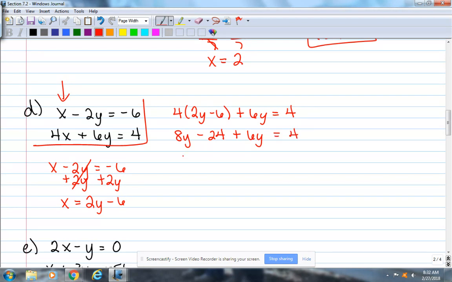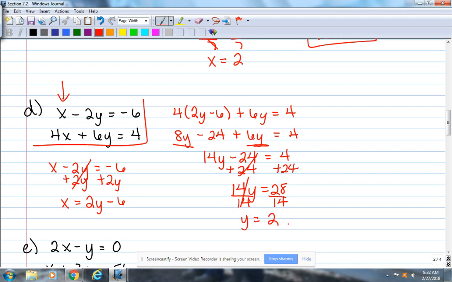Like terms. Now, y'all, I know they're not squished beside each other, but if they're on the same side of the equal sign, they're like terms. Okay, you just combine them. So what's 8y plus 6y? 14y minus 24 equals 4. Now what do I do to solve for y? Add 24. So 14y equals what? 28. Divide by 14, and y equals 2.